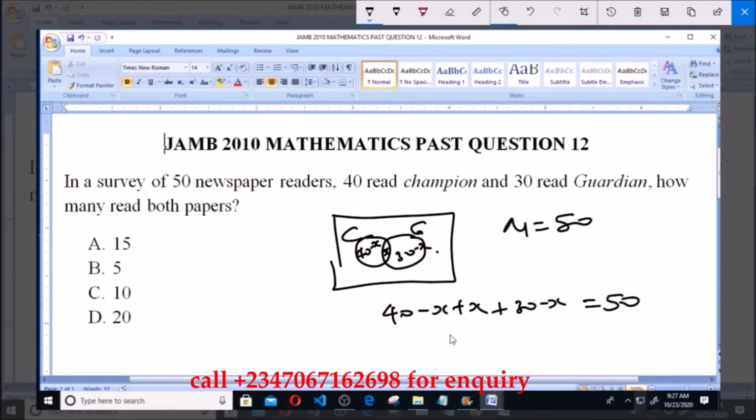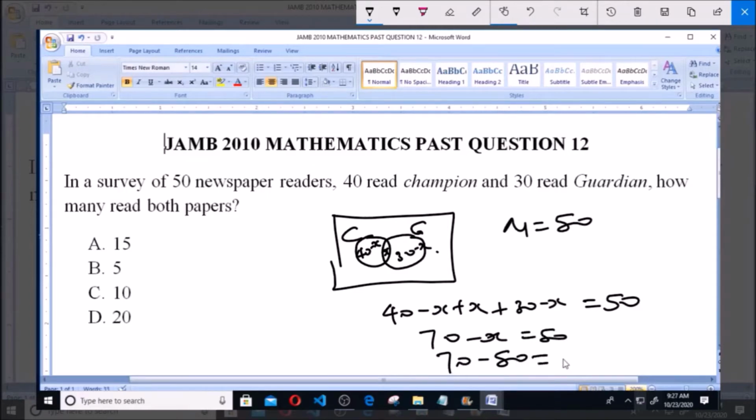50. Now from this we'll have that 40 plus 30 will give us what? 70. Then minus X plus X will give us 0. Then we have minus X equals to 50. So from here we have that 70 minus 50 is equal to X. So therefore X is equal to 20. So the number of those that read what? Both Champion and Guardian is 20, which is option D.